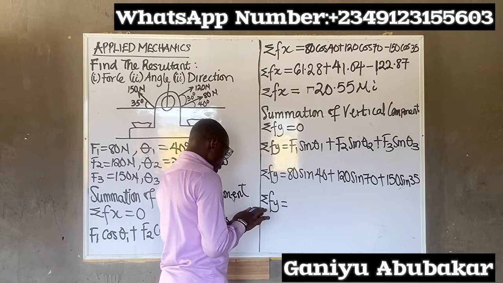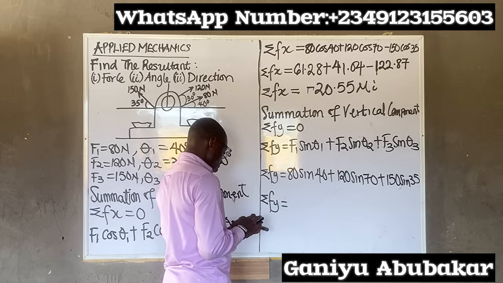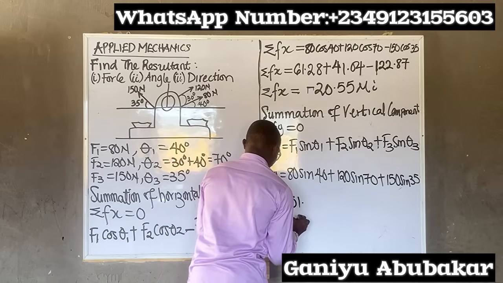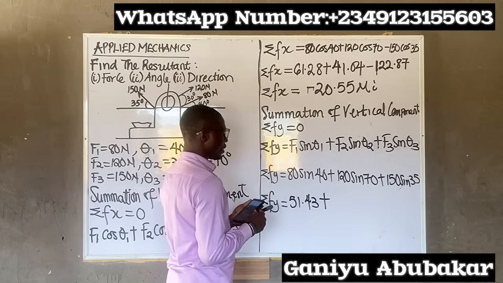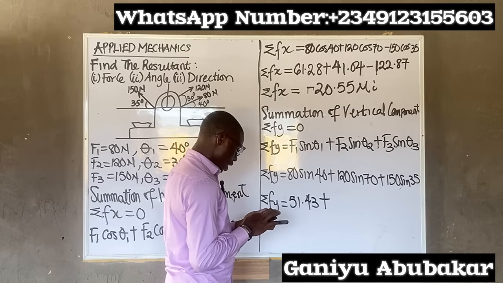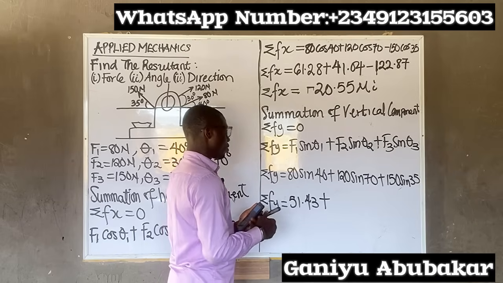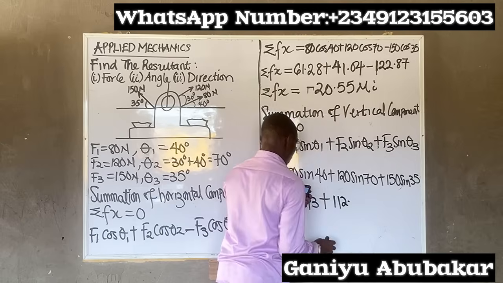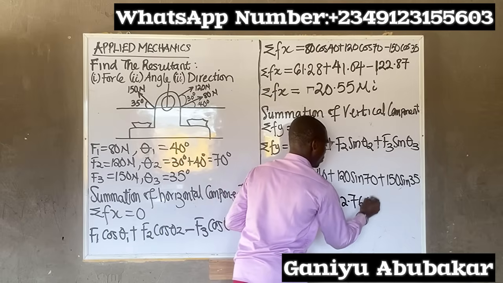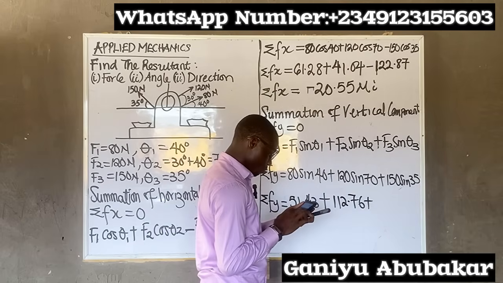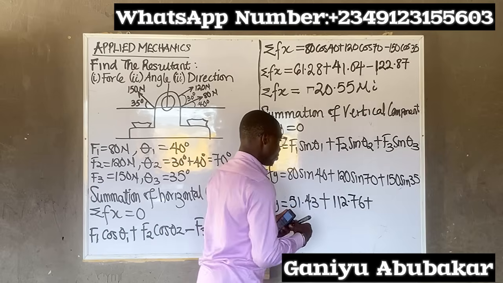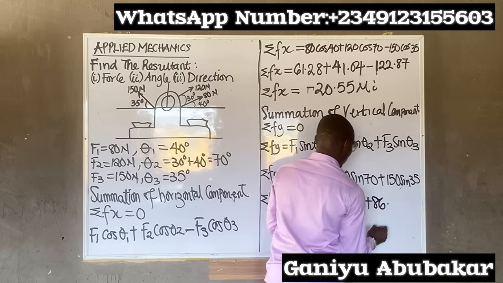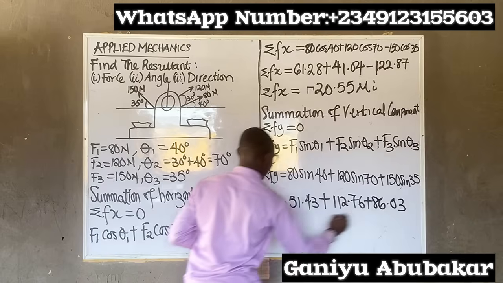80 sine 40, that's 51.43, plus 120 sine 70, that gives you 112.76, plus 150 sine 35, that gives you 86.03.